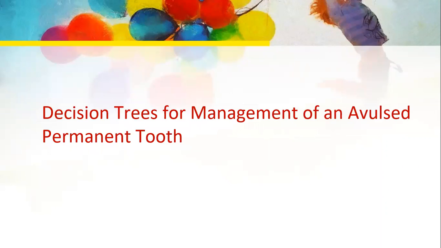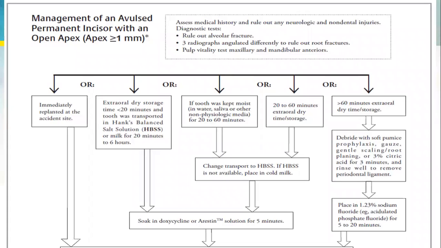So, the decision tree for management of an avulsed permanent tooth. This is one of the very important management trees which you should learn on avulsed permanent tooth. It is basically divided into immature tooth and mature tooth based on the apex diameter. So, management of an avulsed permanent incisor with an open apex of more than 1 millimeter. More than 1 millimeter means it's an open apex case, an immature tooth. In every decision tree, this is based on the guidelines.